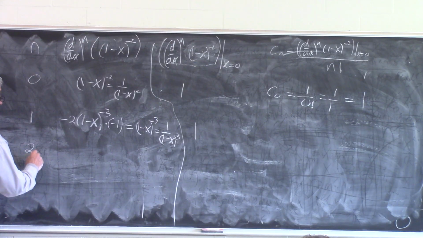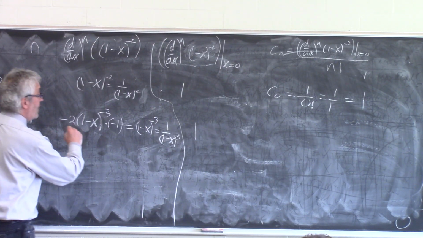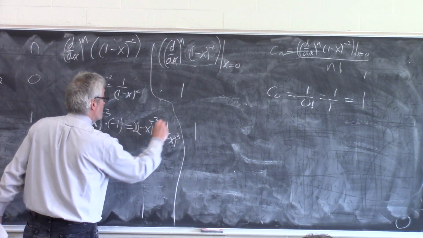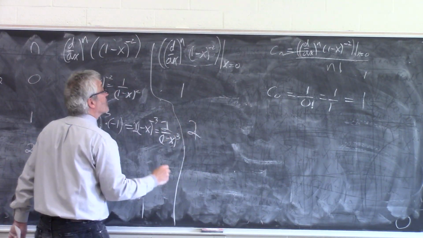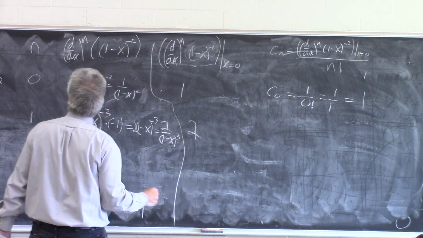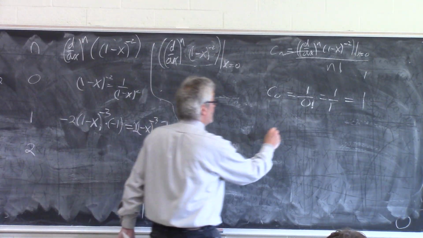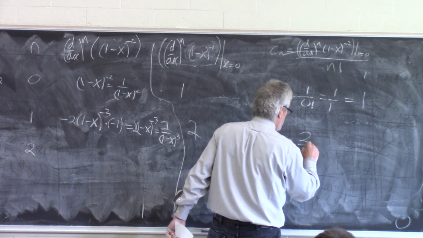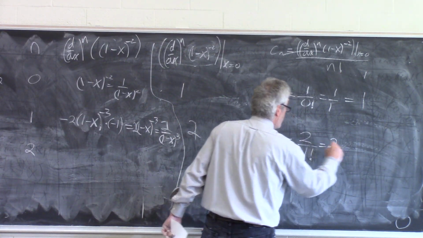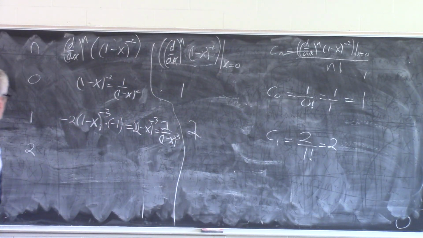Let's do the second derivative. Oh, I'm sorry, this was wrong. This should be 2, 2, 2. And so the coefficient C1 is going to be 2 over 1 factorial, so the number 2.